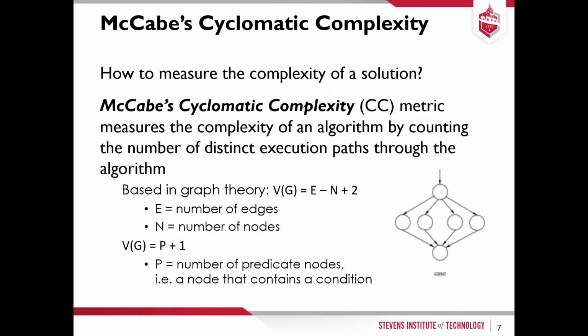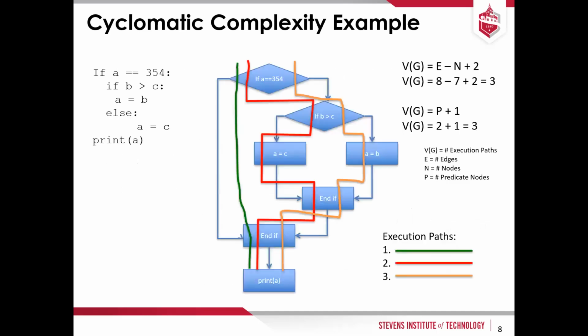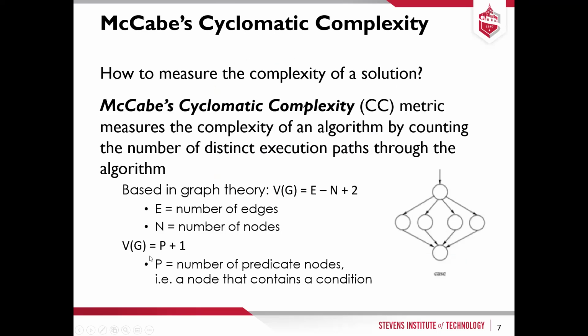Based on graph theory, the complexity of the system can be calculated based on 2 different models. One: number of edges, which is 8, minus number of nodes, which is 7, plus 2. So 8 minus 7 plus 2 would give me 3. That means I have 3 different paths that I may take, which is correct. Or: number of predicted nodes that I have plus 1.